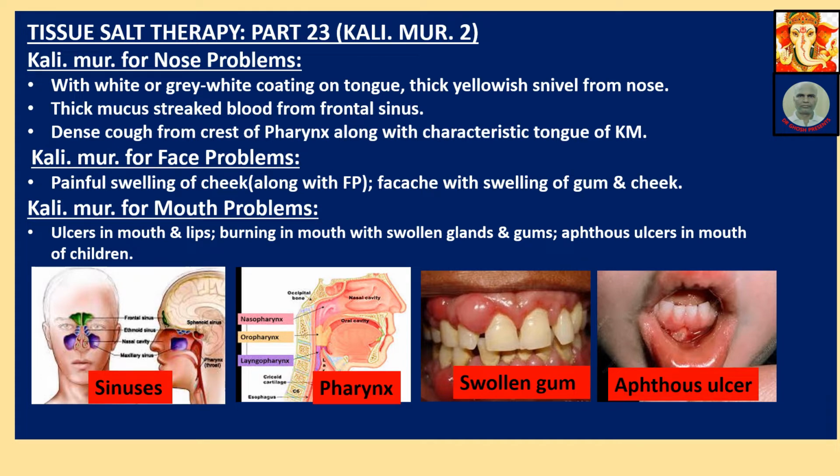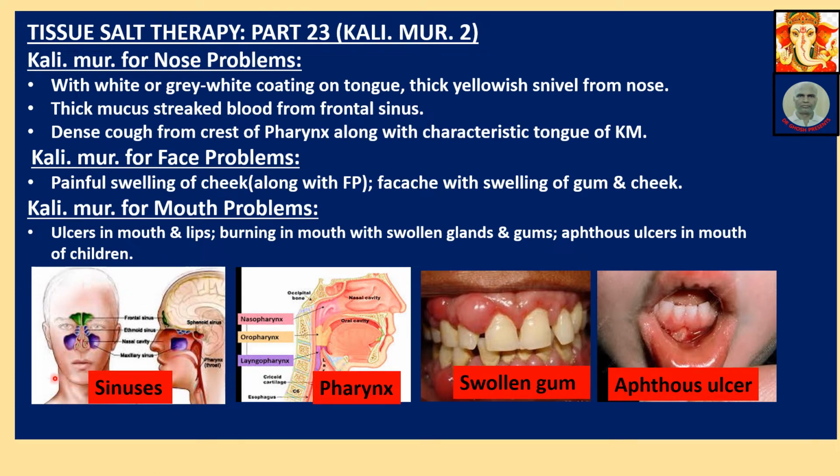Calc Mur for face problems: painful swelling of the cheek, along with Ferrum Phos should be applied; facial ache with swelling of the gum and cheek. Calc Mur for mouth problems: ulcers in the mouth and lips, burning in the mouth with swollen glands and gums, aphthous ulcers in the mouth of children. Now the images.